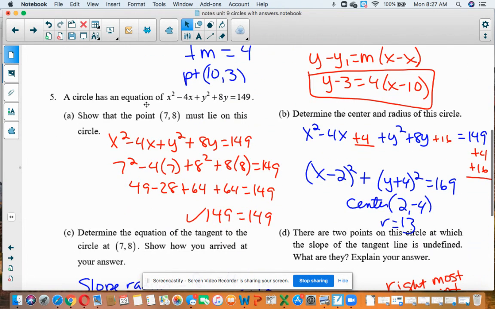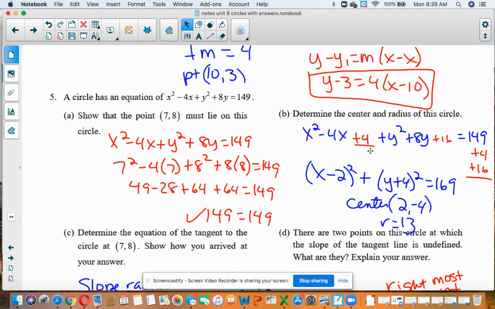This next one, I want to see if this point lies on the circle. So I'm just plugging in 7 for x, and I'm plugging in 8 for y, and I'm testing it out. And it is true. I just simplify everything, and as long as the left side equals the right side, then yes, it does. Then I'm going to find the center and the radius of the circle. So this is a review from what we did the day before.